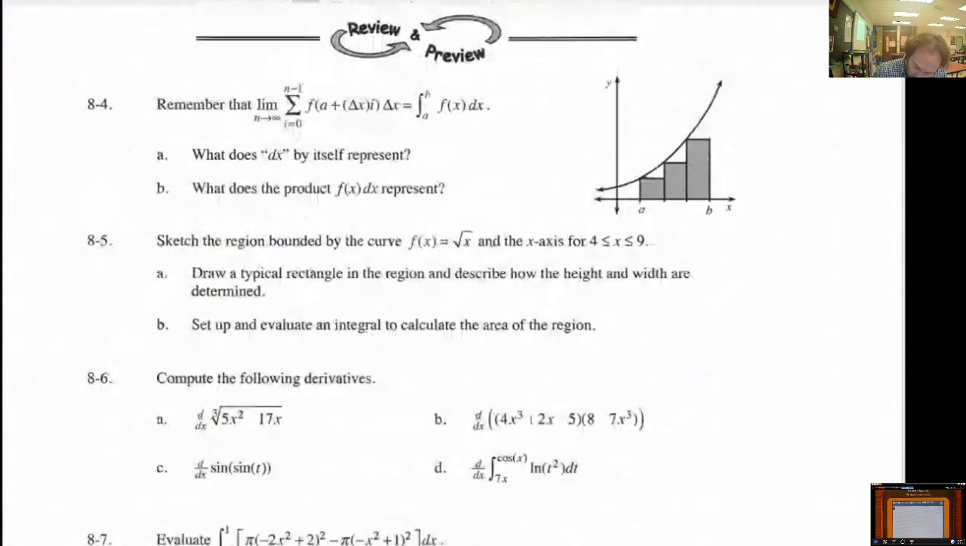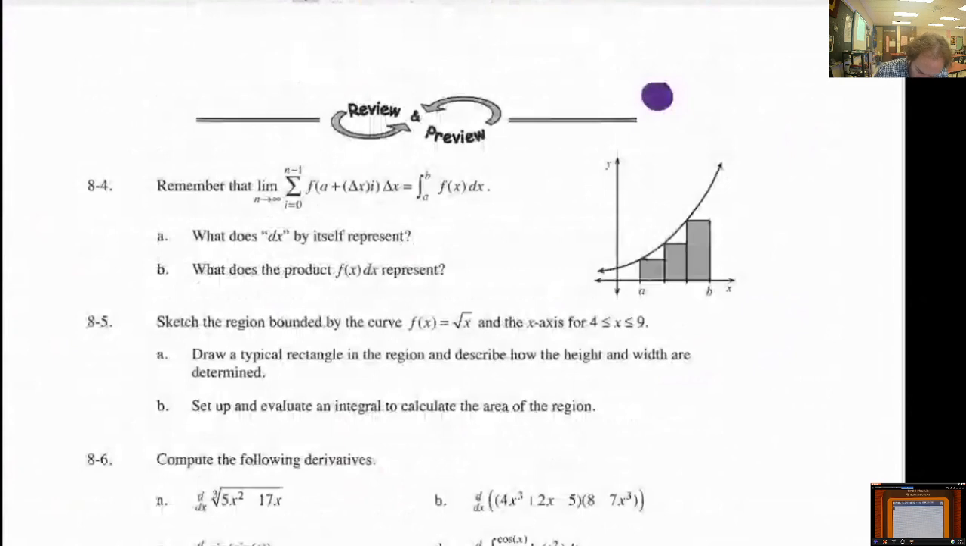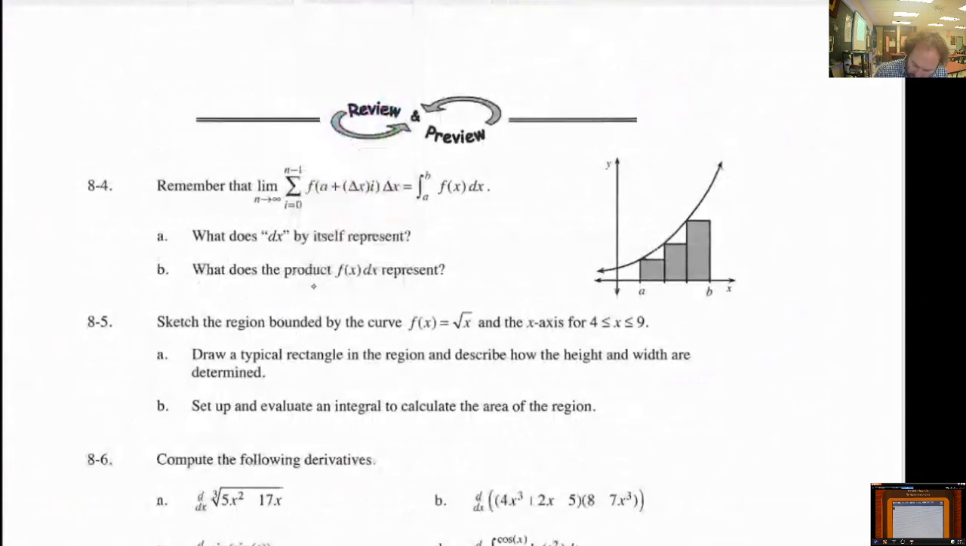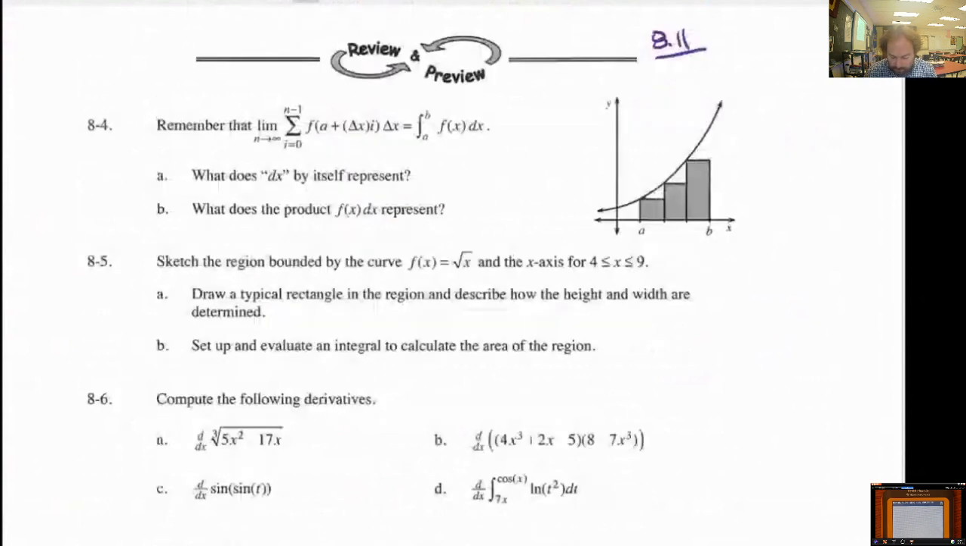This is for 8.1.1. This is our first lesson dealing with three-dimensional revolutions, but we have a lot of review on here too, so we'll keep it up going forward. 8.4 is really reviewing what's going on here.